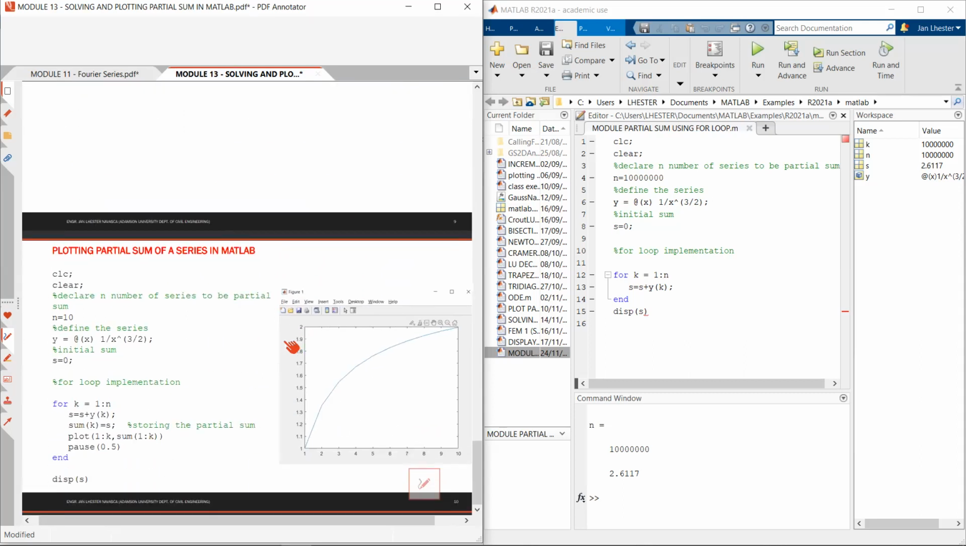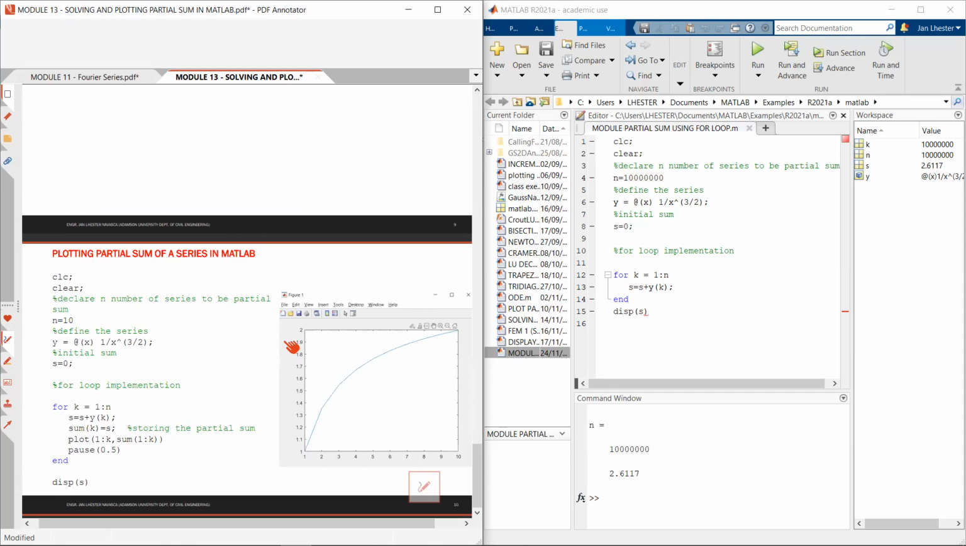Okay, this one. To plot the partial sum of a series in MATLAB, I've written an implementation, a code to plot the MATLAB implementation for the series. So for the partial sum of the series, let's say this one. Ito yung partial sum natin kanina hanggang dito.